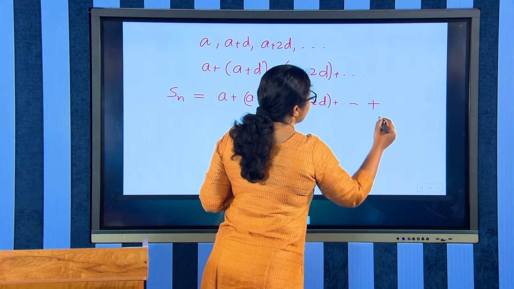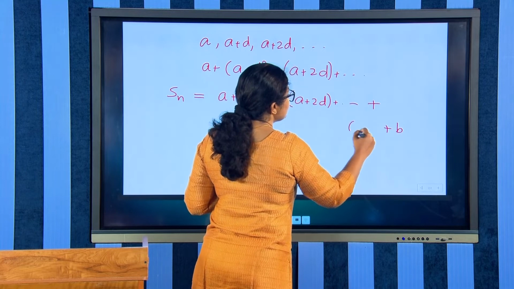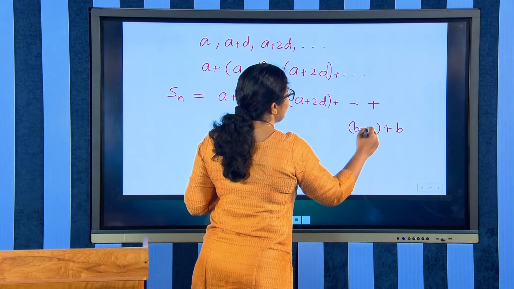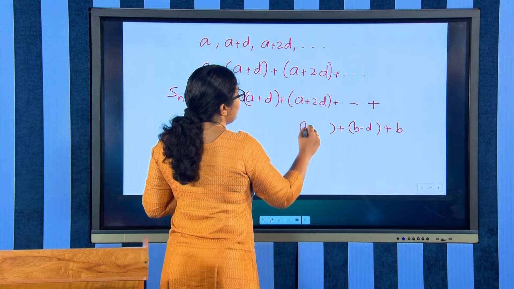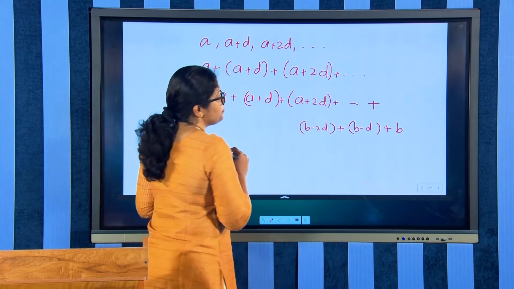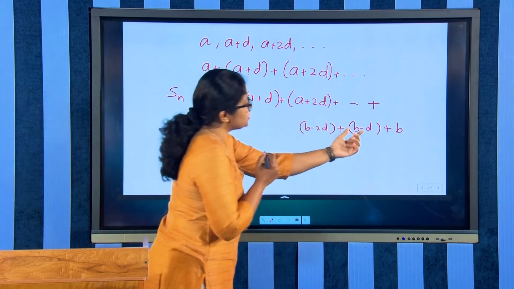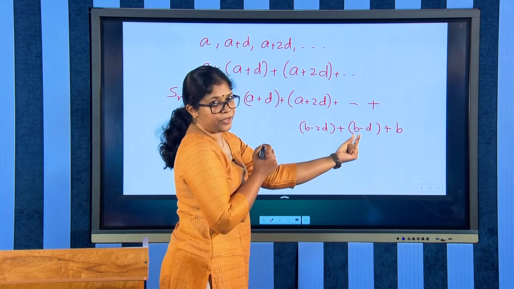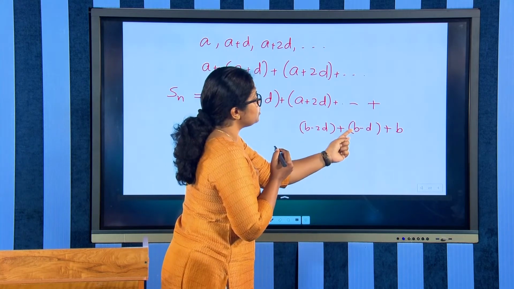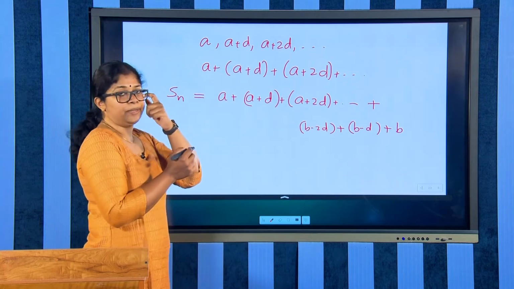The nth term I am writing as some b, so that the just previous term will be b minus d, and the just previous term to that will be b minus 2d, because from the (n minus 1)th term, in order to get the nth term we have to add a d. So, the previous term to b will be b minus d, and the previous one will be b minus 2d.